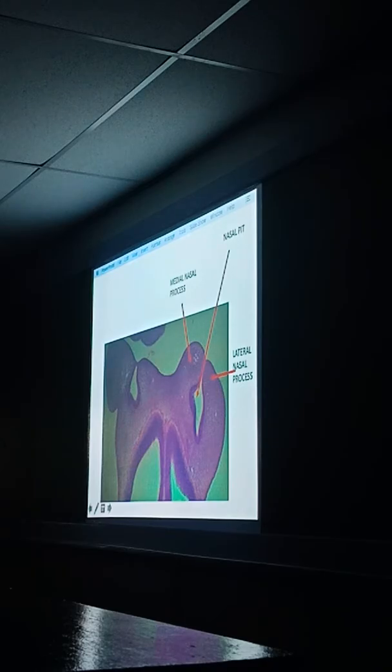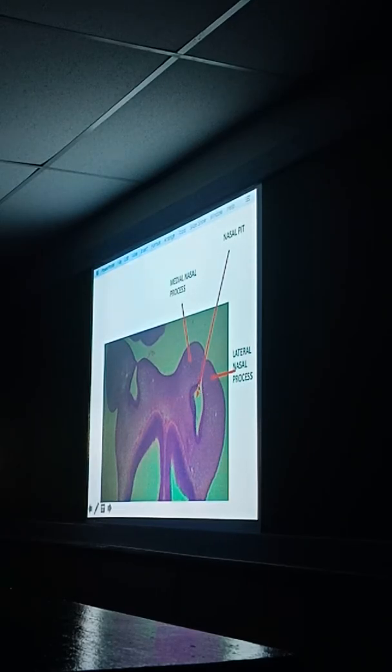Okay? The lateral nasal process is easier to remember. The lateral nasal process, its fate is your ala nasi or the ala of the nose. Okay? Ala of the nose, the fate. And what is the fate of the nasal pit? This is your nasal cavity proper, or the nasal fossa.